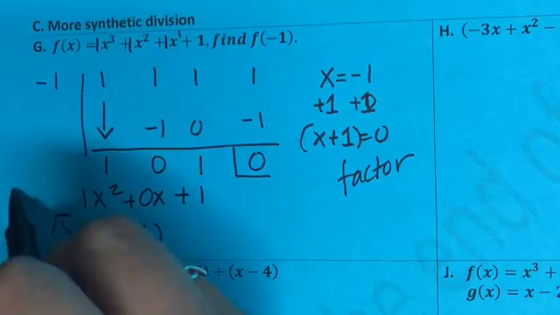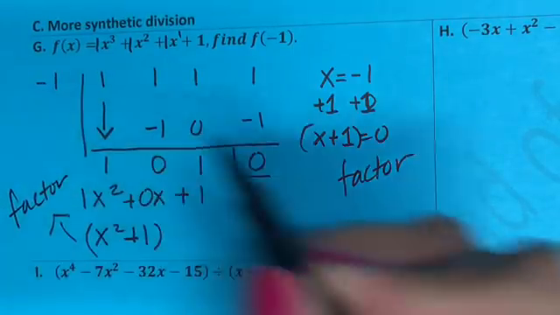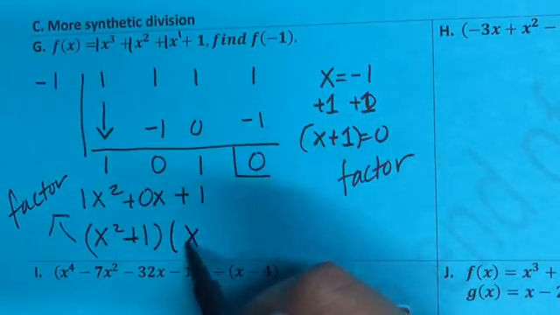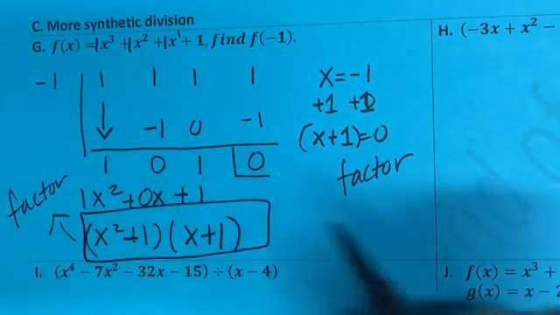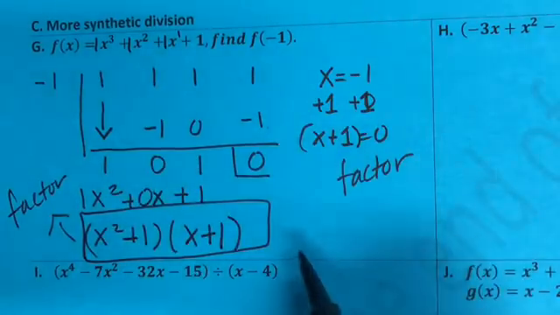And this is another factor. So then we put it together, and this is the factored form of that polynomial.